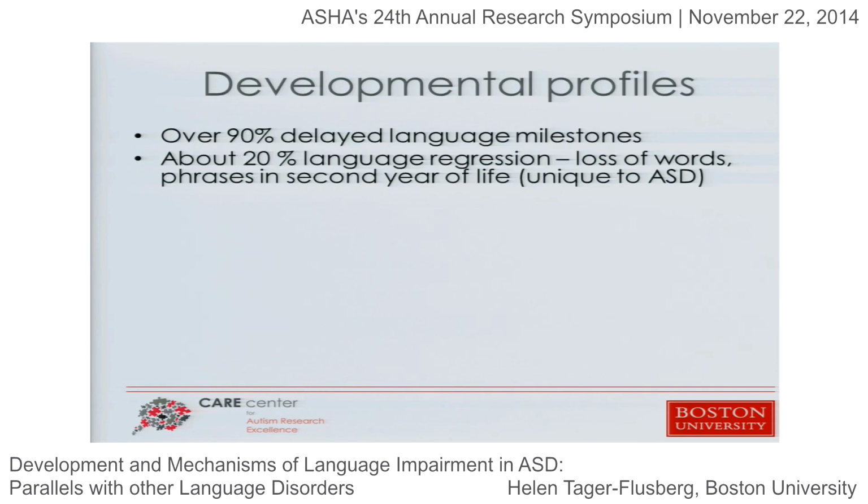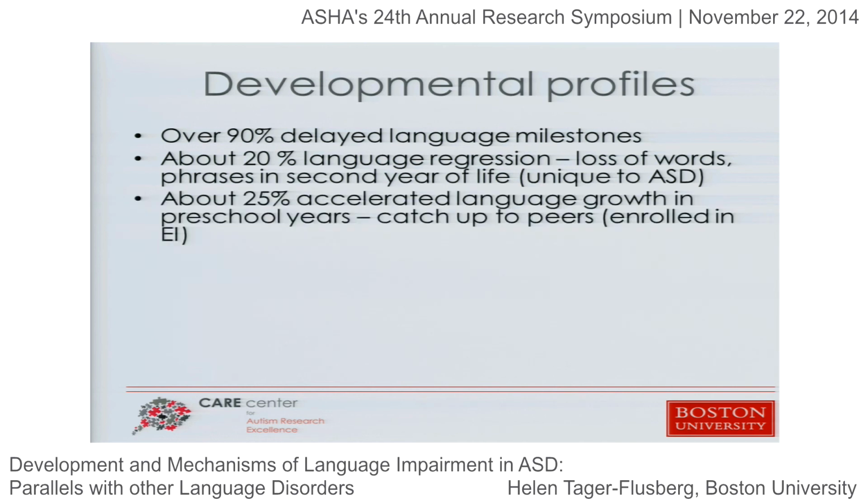Okay, developmental profiles, what do we know about this? About 90%, although again, I don't think we have very good data on this, have delayed language milestones. About 20% show language regression. They lose words or phrases in the second year of life. And this regression pattern is quite unique to autism. We don't see this in, for example, specific language impairment. About 25% of children who are quite delayed in language through to the third birthday may still have no words to speak of or phrases, show accelerated language growth in the preschool years, and they can catch up to peers.